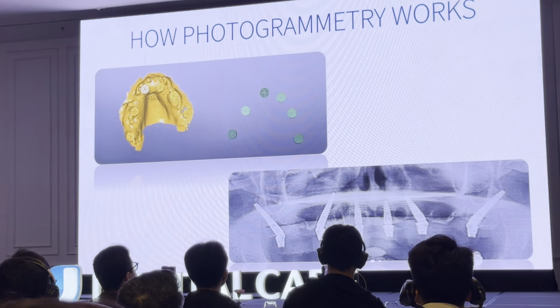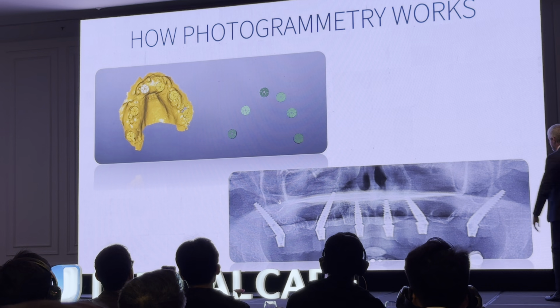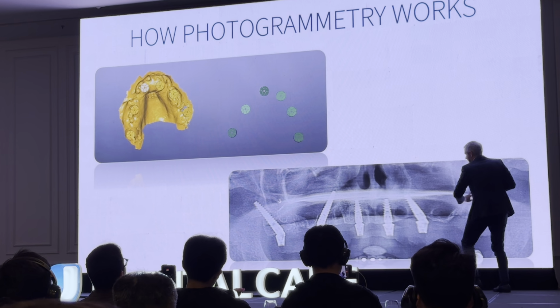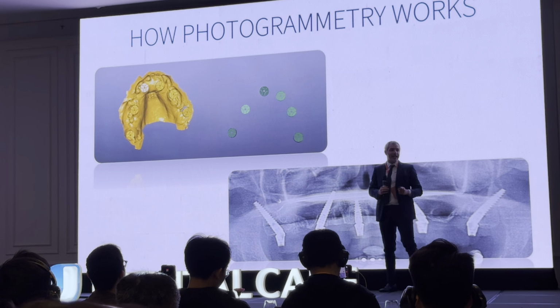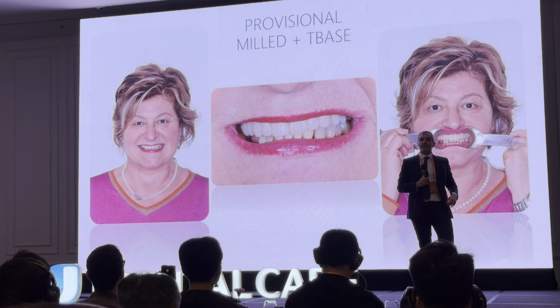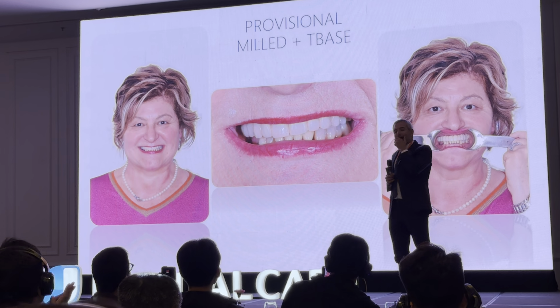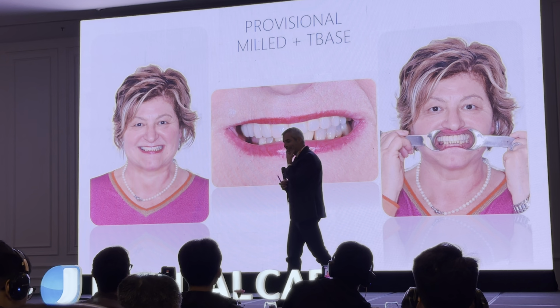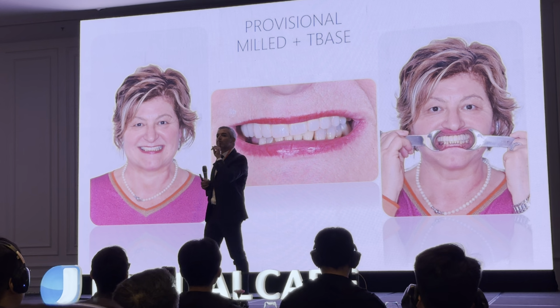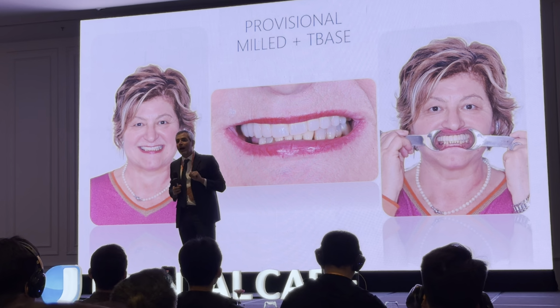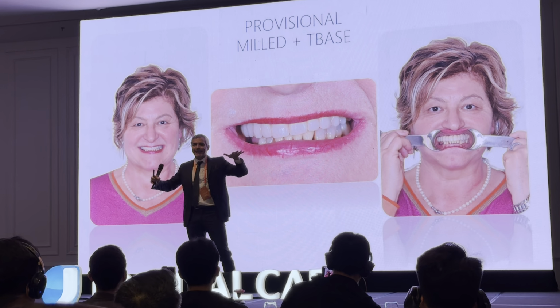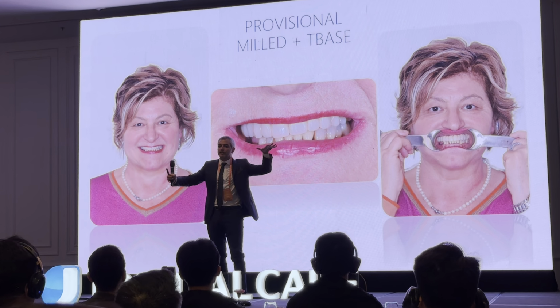So let's move on. This is the final OPG, all the implants with a big cortical anchorage. This was the provisional. You know why? I didn't tell you this morning that I put two tracers, two references in the palate. Why? Because putting only one, we can have a bending of the occlusal plane.